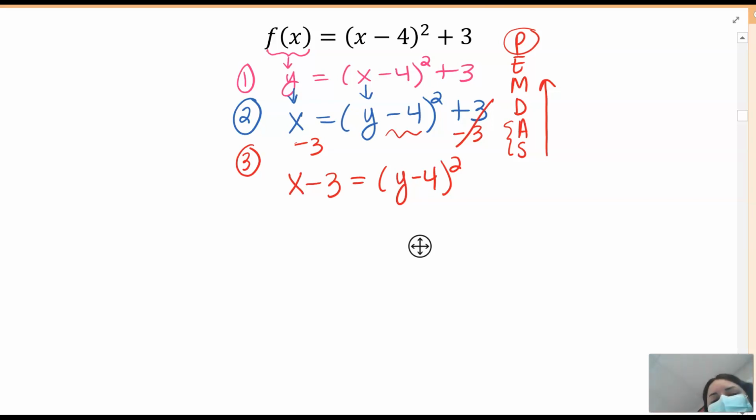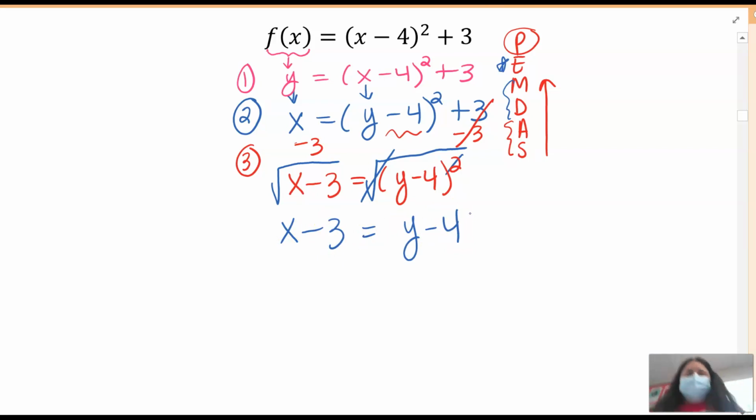All right. Do I have a multiplication or division outside of the parentheses? Nope. Do I have an exponent? Yes, my exponent is a squared. So how do I get rid of a squared? What's the inverse of the squared? Square root it. Okay. So we're going to square root each side, and the square root is going to cancel out the squared. Then you're going to be left with x minus 3 equals y minus 4.